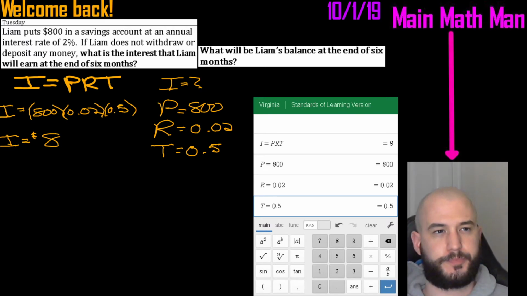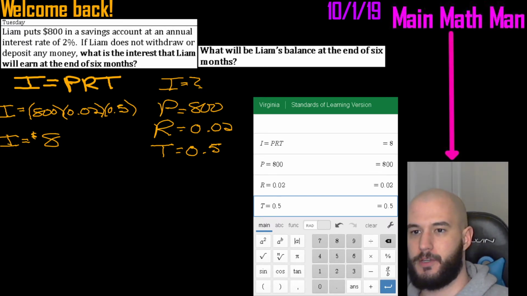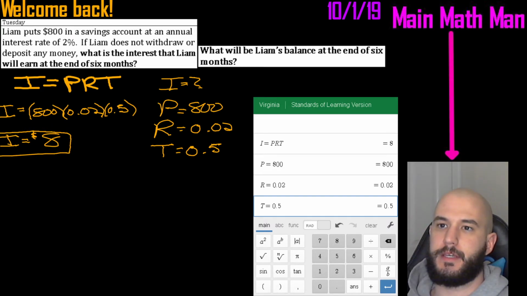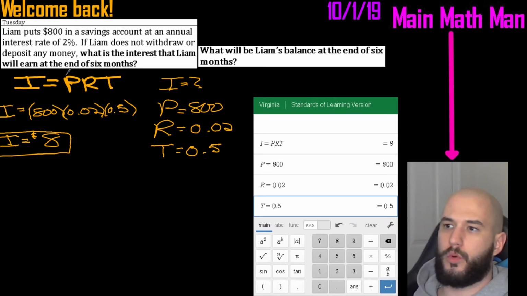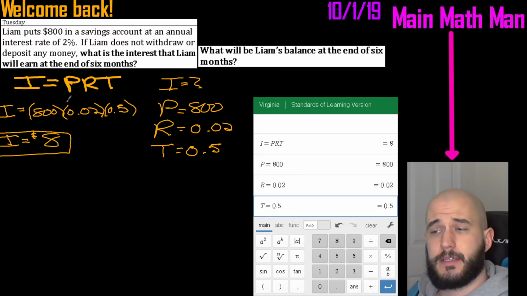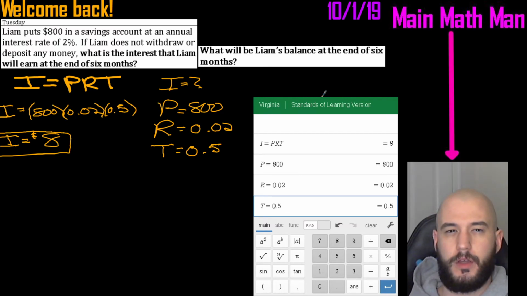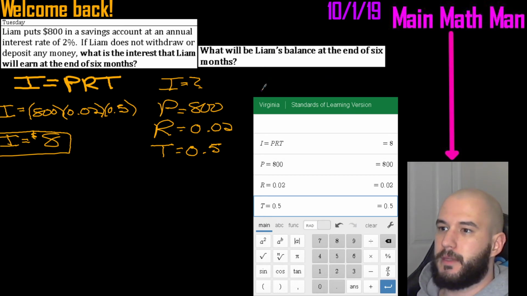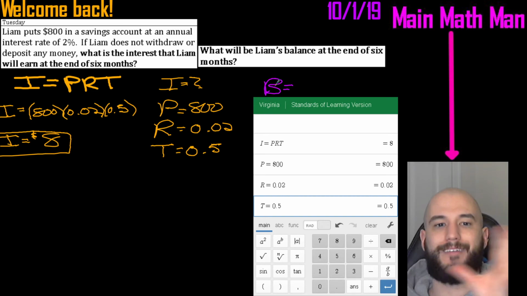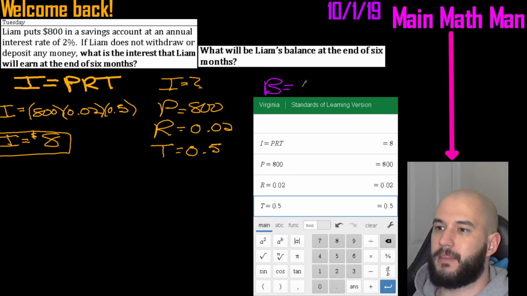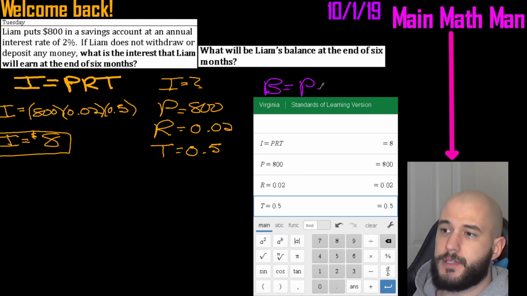Now we've found the interest for this one. On that second one, it says, what will be Liam's balance at the end of 6 months? Well, what does that balance mean? Balance is what you have in total after a certain amount of time. So that's your starting amount plus the interest that you earned.